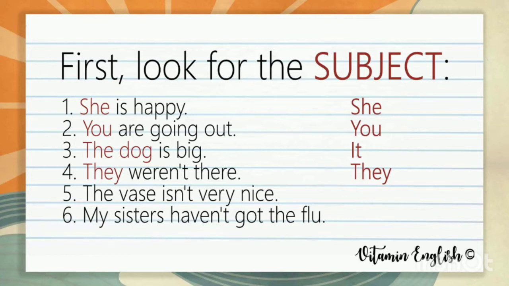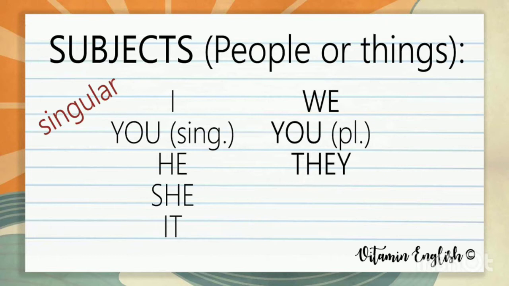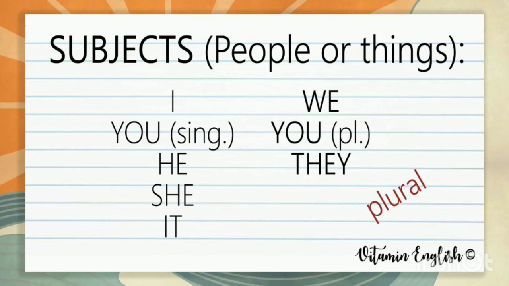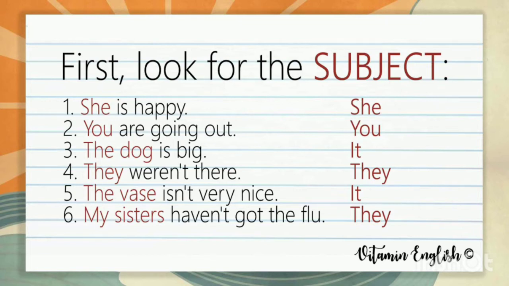Fifth, the vase isn't very nice. This is like number 3, where we have to work the subject out. The thing is the vase. It can't be a he nor a she, as unnatural nouns in English have no gender. So we will call the vase an it. Lastly is number 6. My sisters haven't got the flu. Here, the subject comes from my sisters, which is a plural. So this subject has to come from the plural side. So what could this one be? It would be they. Good job if you got it right.